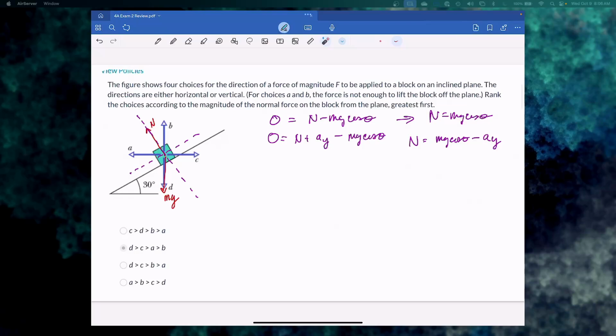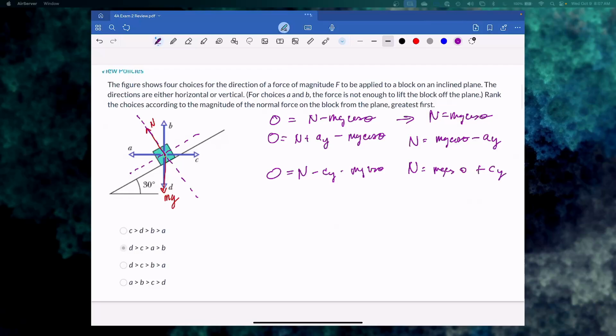What directions are its components along the purple dotted lines? Down the y-axis and up the slope. Yeah, down this way and up this way. Let's concentrate on this one. This one's acting into the slope, isn't it? So we would get something like n minus cy minus mg cos theta equals 0. And when I solve that, I get n equals mg cosine theta plus cy, right?